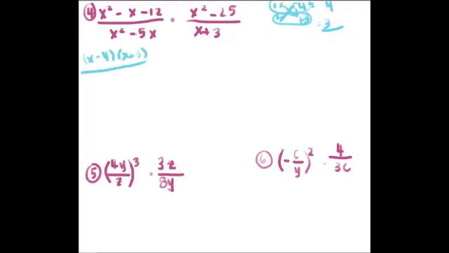Okay. This one on the bottom, let's see, it's kind of weird. Looks like I could pull out a GCF though, right? I could pull out an x. And if I do that, I'm left with x times x minus 5.